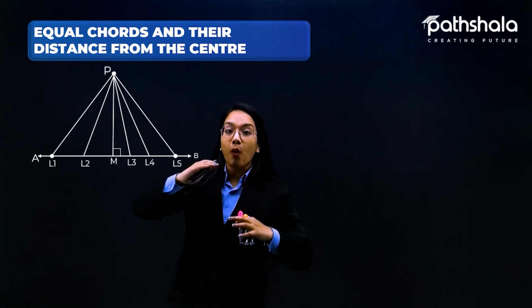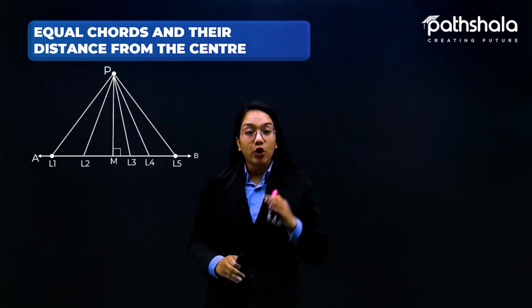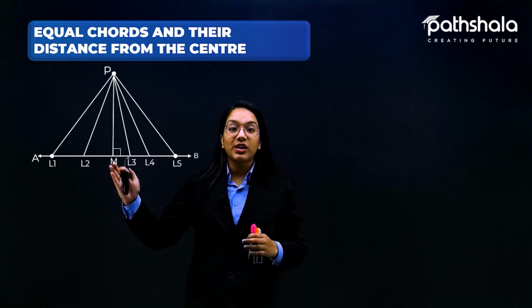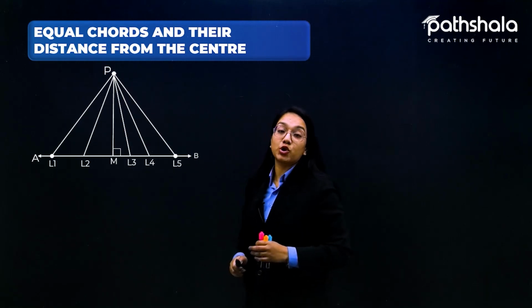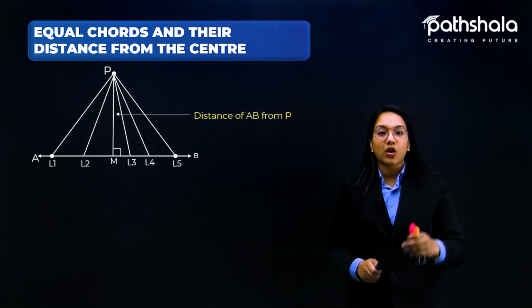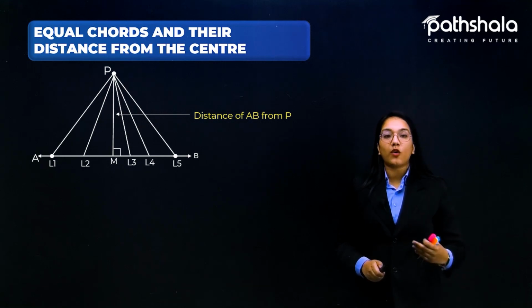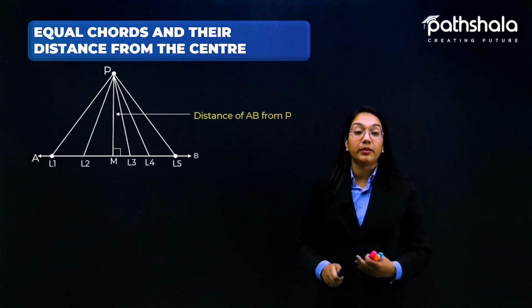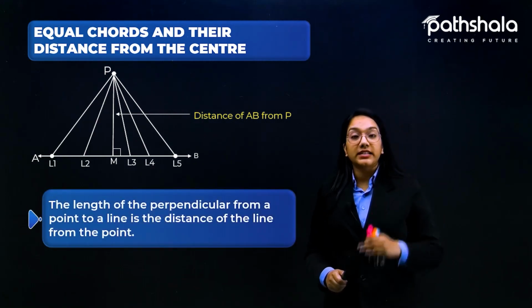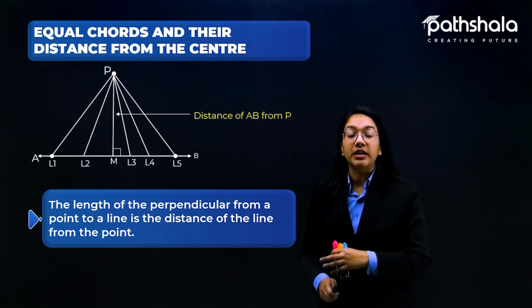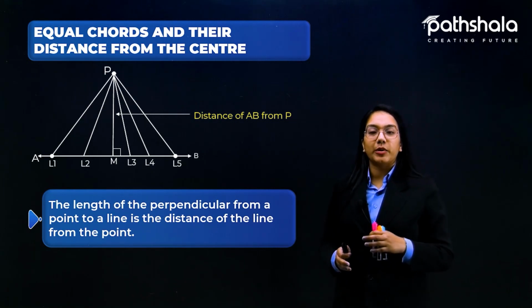The least among all these line segments is called the distance of the point P from the line AB. As you can see over here, the least distance is this perpendicular, which is PM. That's why this PM is called the distance of AB from the point P. So the least distance is called the distance of the line segment from the point P. From this we can say that the length of the perpendicular from the point to a line is the distance of the line from the point, which is the point P.